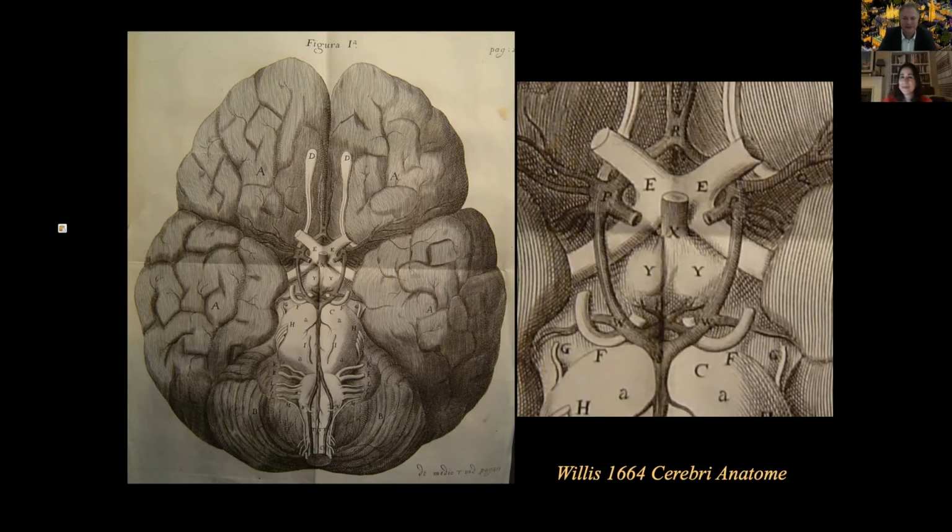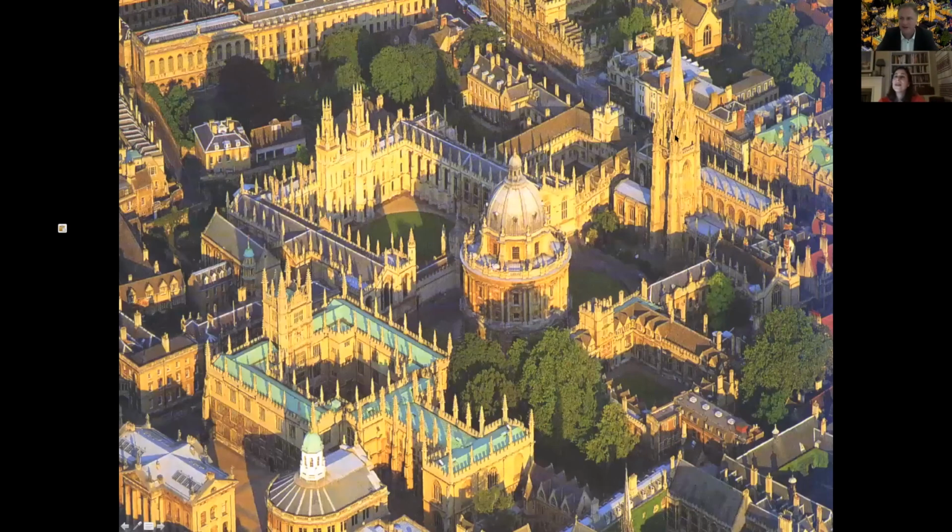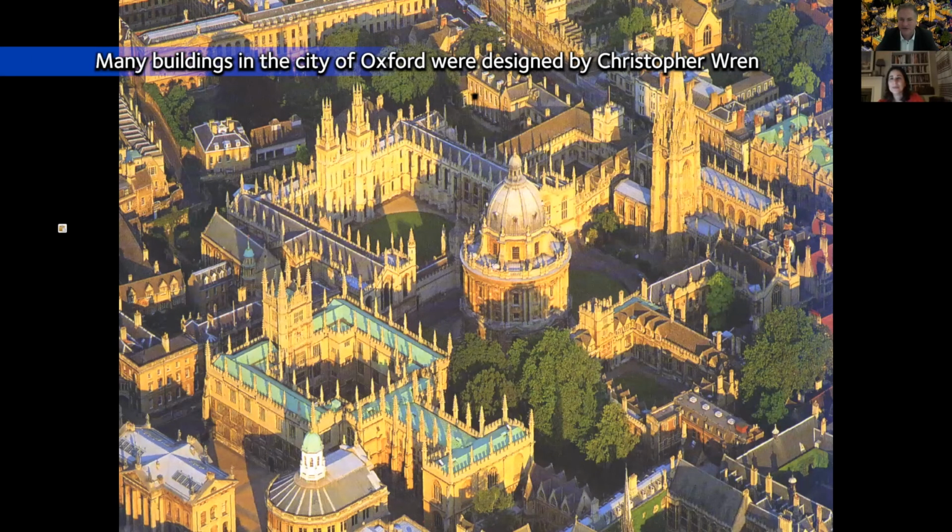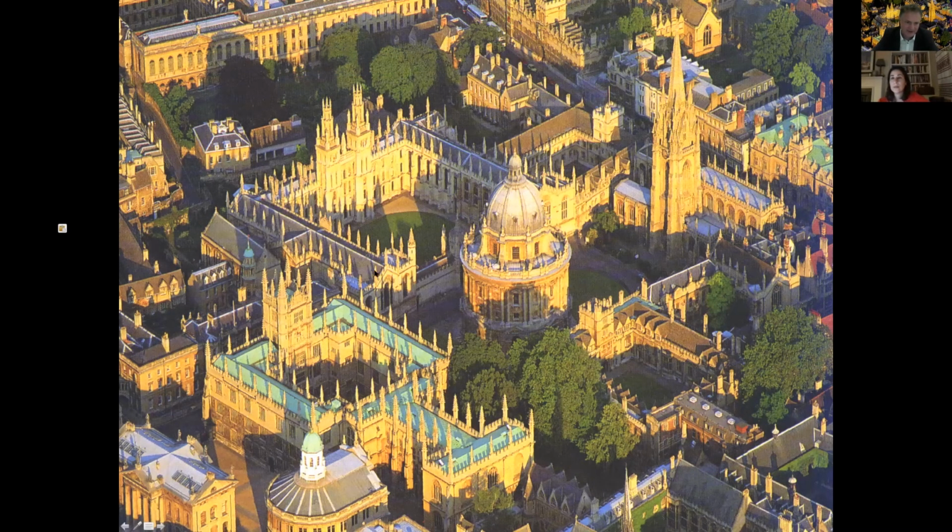And probably this circle is a little bit exaggerated, because it's very unusual to find such a strong posterior communicating artery, and usually you have a small anterior communicating artery, so there is no such fusion. But anyway, they emphasized this. The person responsible for this is actually Christopher Wren, who was also a fantastic architect. The Sheldonian Theatre was designed by Christopher Wren, and the All Souls College quadrangle.